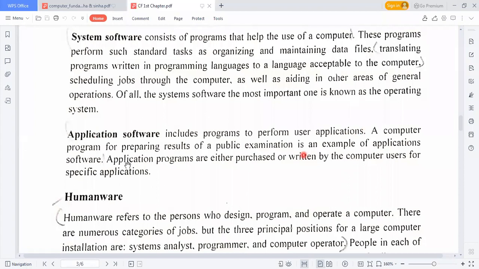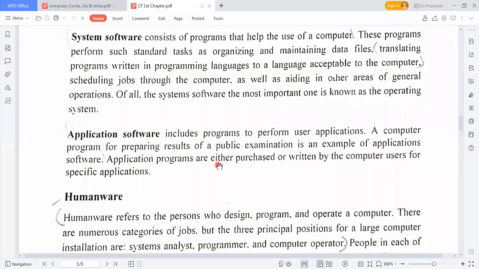A computer program for preparing the result of a public examination is an example of application software. That means the controller of examination will supply the result for the first semester or second semester or any semester. So they use another system, another software for that. This is why it is called application software.